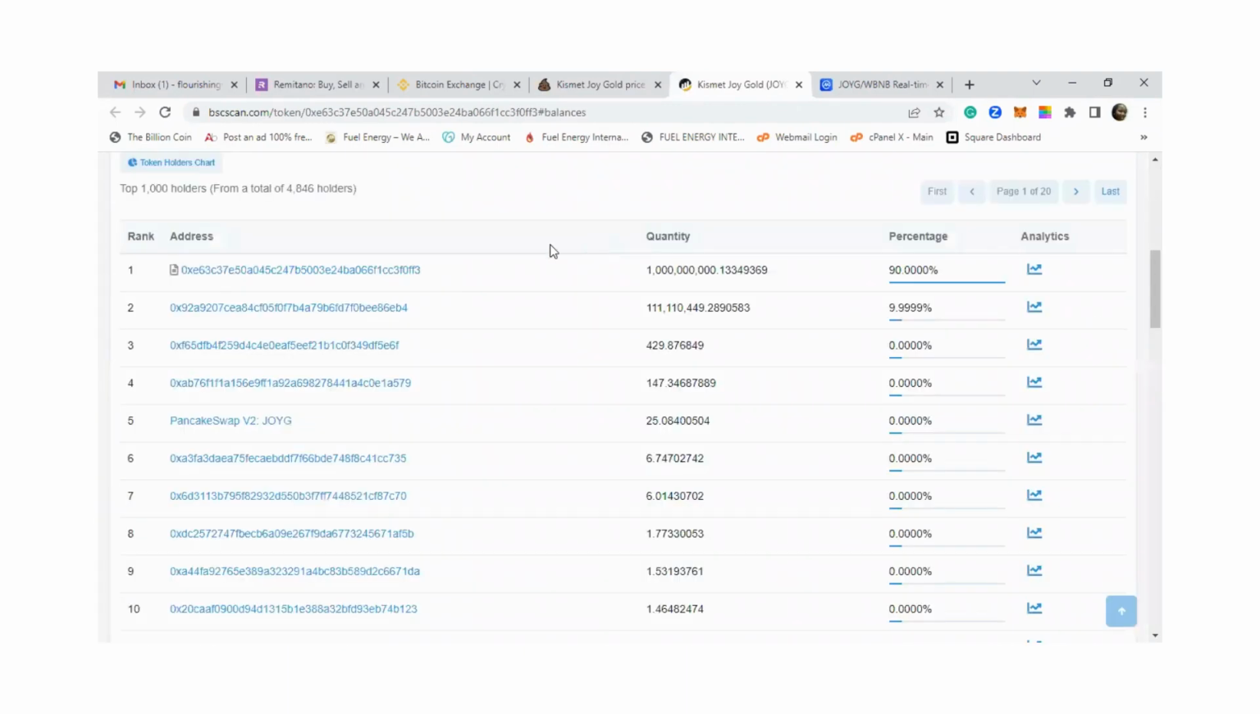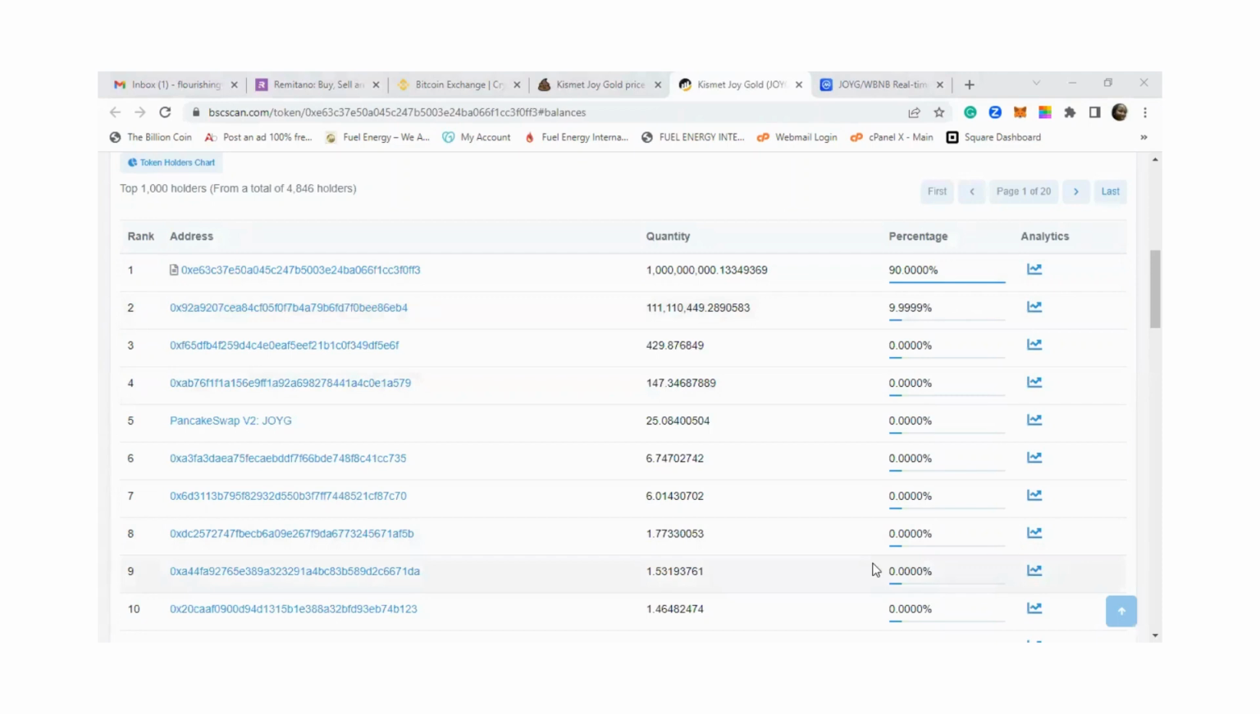You don't see I'm saying the contract. Now the first one is the contract address, and that is where they send the 1 billion of that coin to. You see? That is the 90% of that coin sent to the smart contract to create the liquidity pool.